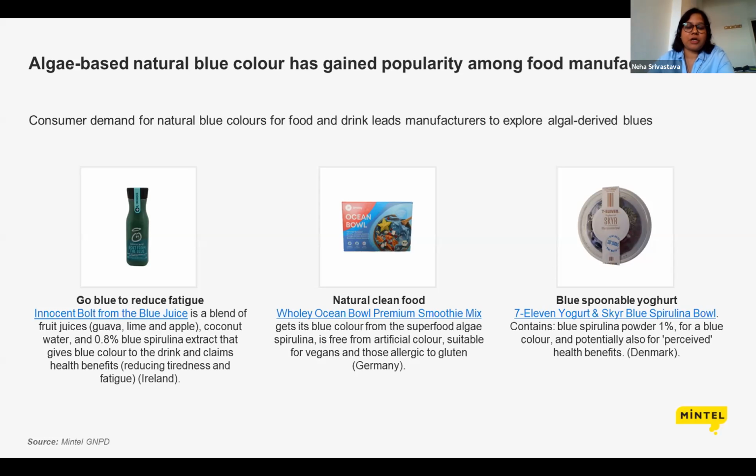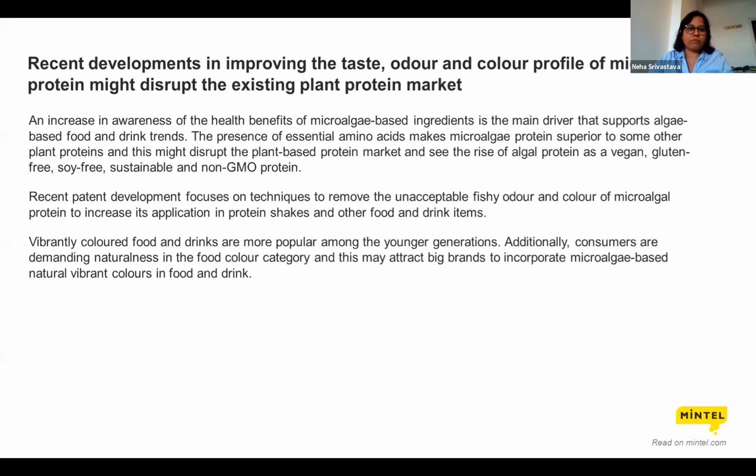So in a nutshell, if I have to summarize, our food and drink category is moving towards and is inclined towards microalgae and algae. With the recent developments in improving the taste, odor and color profile of microalgae protein, it might disrupt the existing plant protein market because it has more essential amino acids compared with plant protein. So this is all about the promising future of microalgae in the food and drink category.